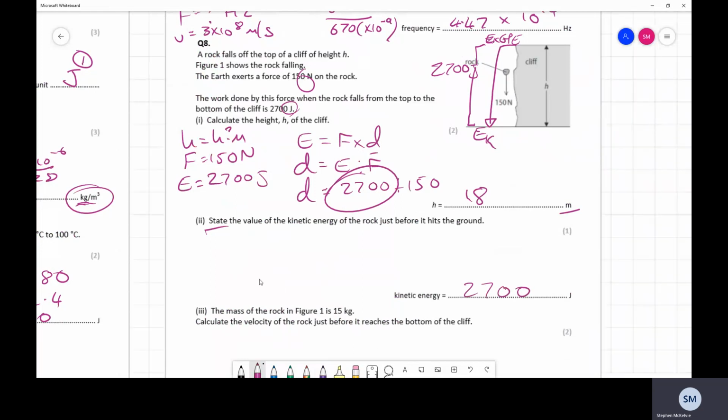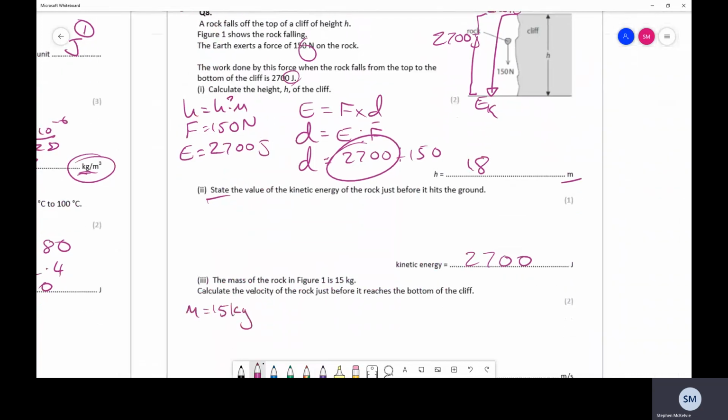The mass of the rock in figure 1 is 15 kilograms. Mass is equal to 15 kilograms. Calculate the velocity of the rock just before it hits the bottom of the cliff. Velocity is equal to, I don't know, meters per second. I have got the kinetic energy, EK, and now I've got all my numbers.